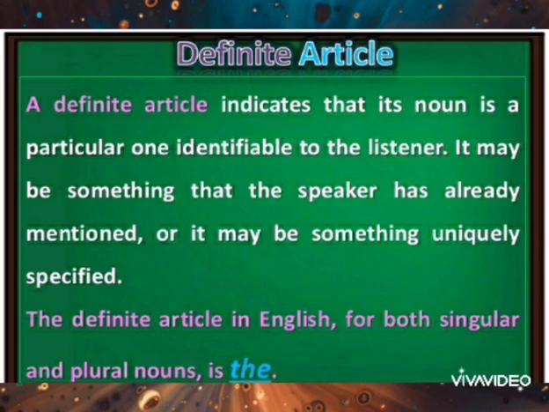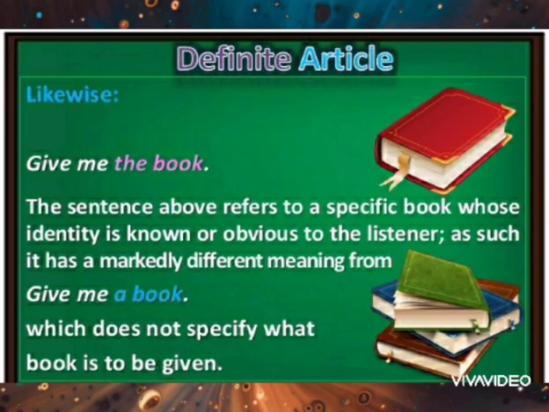So the definite article "the" indicates those nouns which will be particular and identifiable by both the listener and the speaker. So your listener also knows about that noun before which you are going to use "the". Okay, now for example, just look at the sentence.